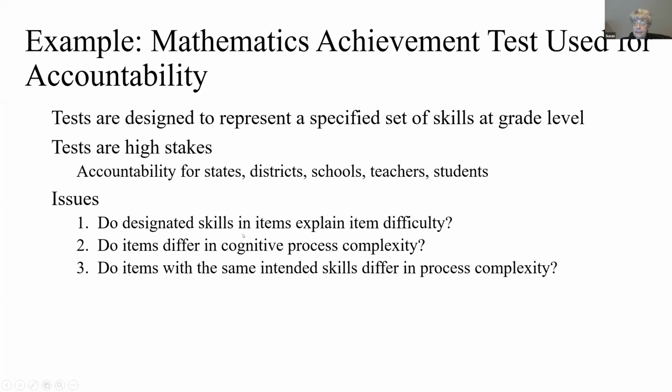Do the designated skills and items explain item difficulty? Second issue is, do items differ in cognitive process complexity? And do items with the same intended skills still differ in process complexity? Okay, so those are kind of things you could answer with cognitive model approach.